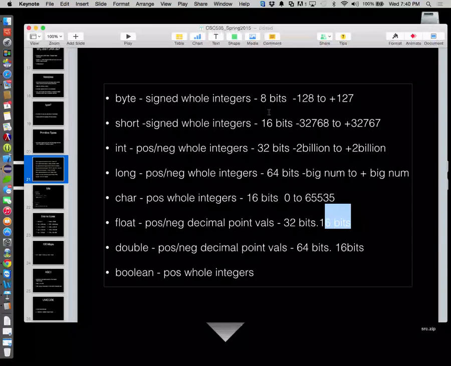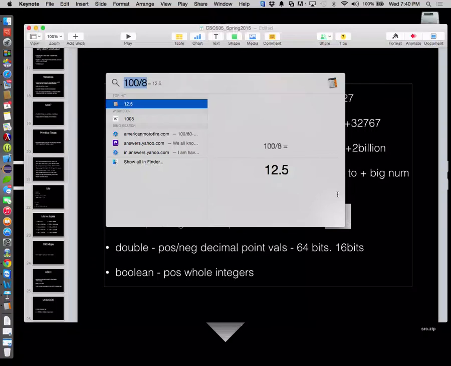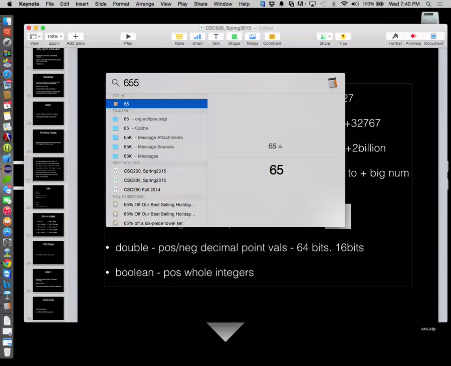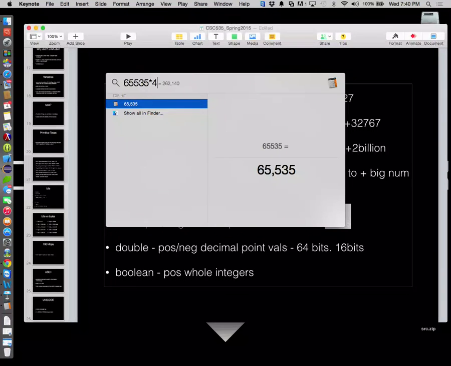Where if we were indexing on a 16-bit number, we would get 0 to 65,535. So 65,535 times, let's say it was 4 bytes big, that's 262,140 bytes. Divided by 1,024, that's kilobytes.